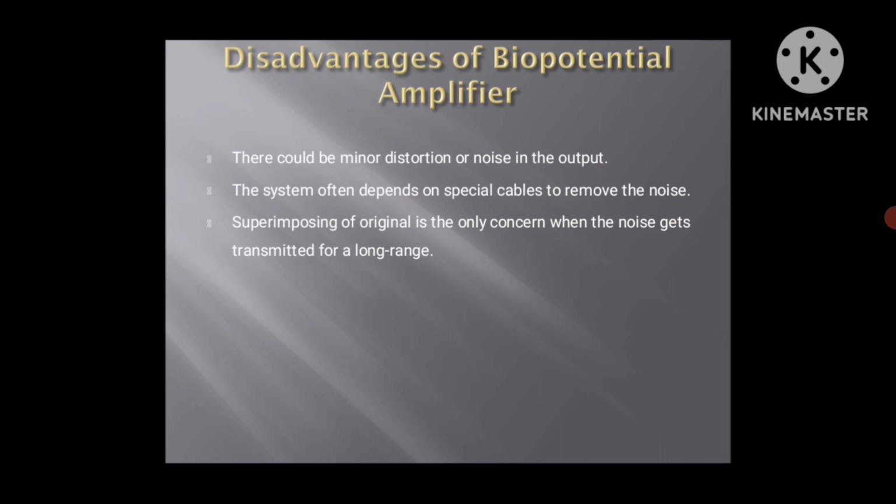What are the disadvantages of the biopotential amplifier? There could be minor distortion or noise in the output. The system often depends on special cables to remove the noise. Superimposition of signals is the only concern when the noise gets transmitted over a long range.